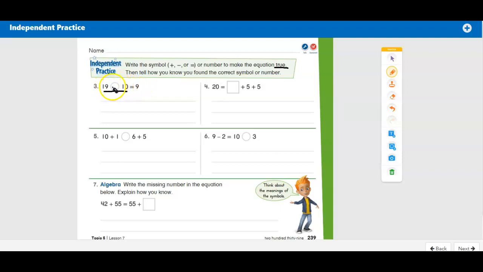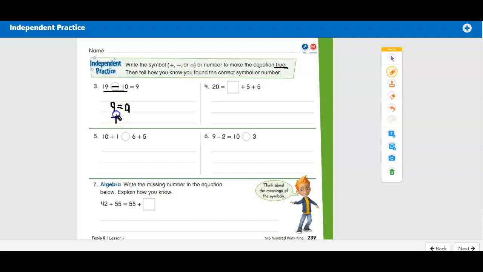If we had 19 and we took away 10, we could use addition to double check our work. 10 plus 9 is equal to 19. So 19 minus 10 is equal to 9. Then we would write the rest of our equation. Equals 9.